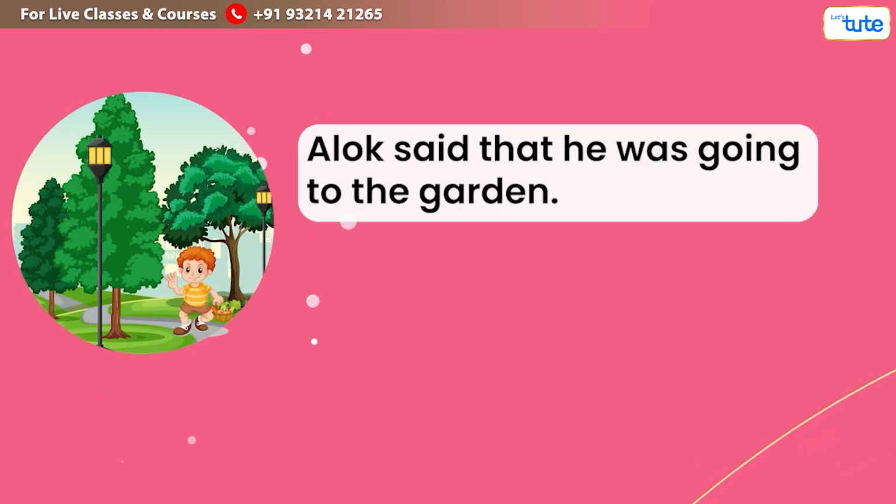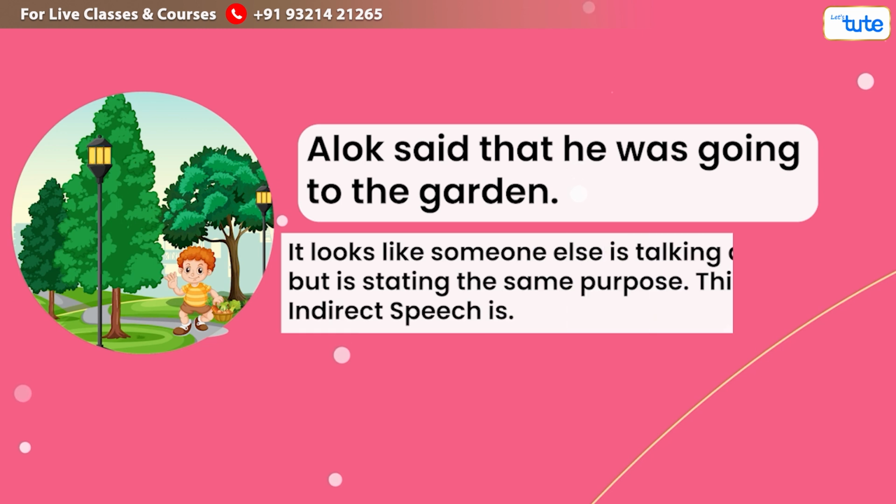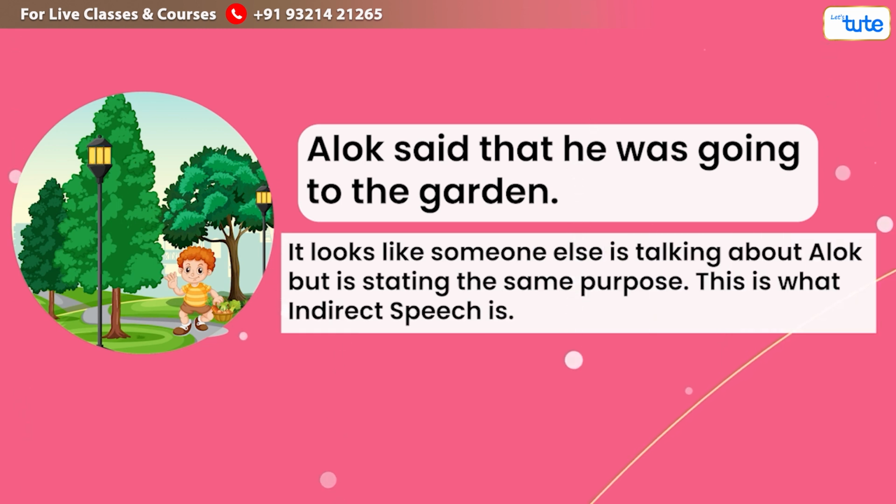Alok said that he was going to the garden. Now what do you see? It looks like someone else is talking about Alok, but is stating the same purpose. This is what indirect speech is.